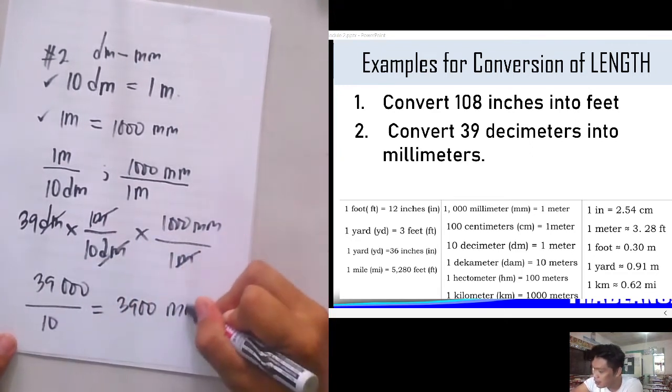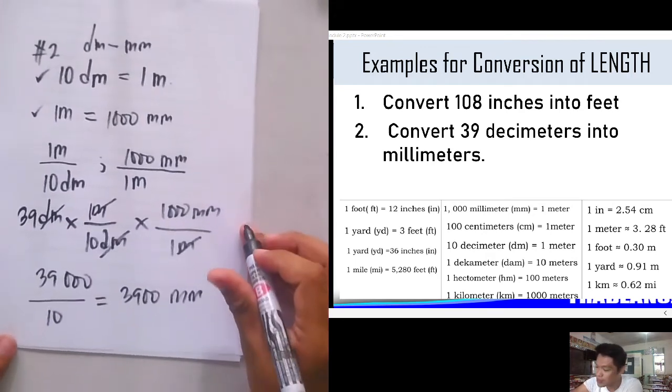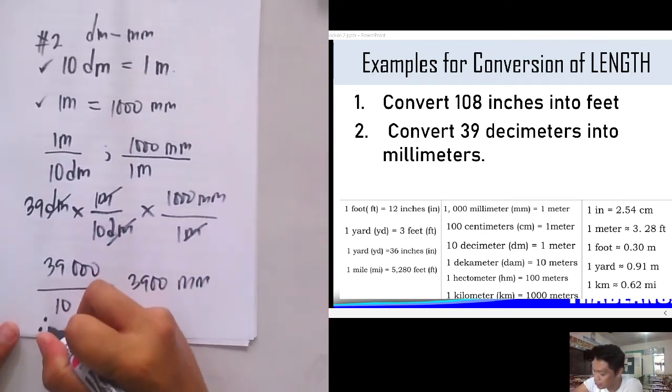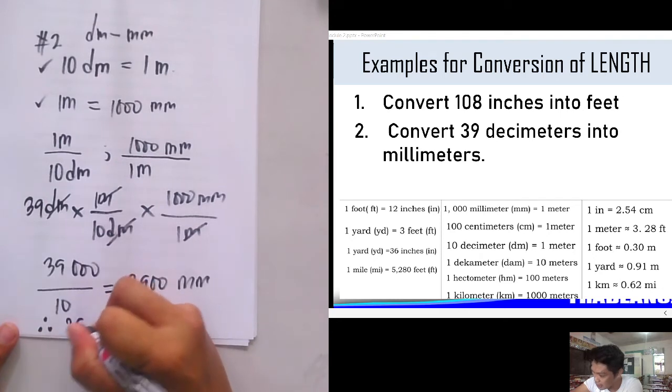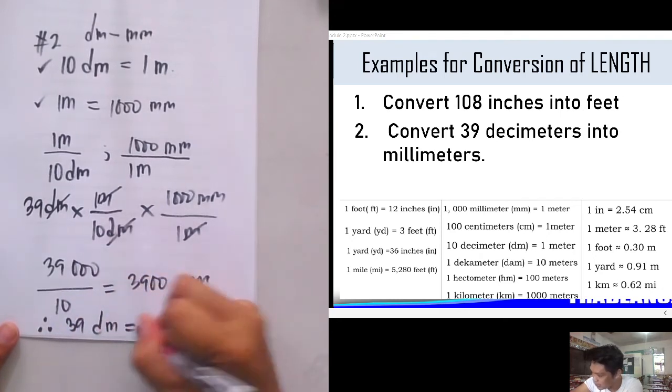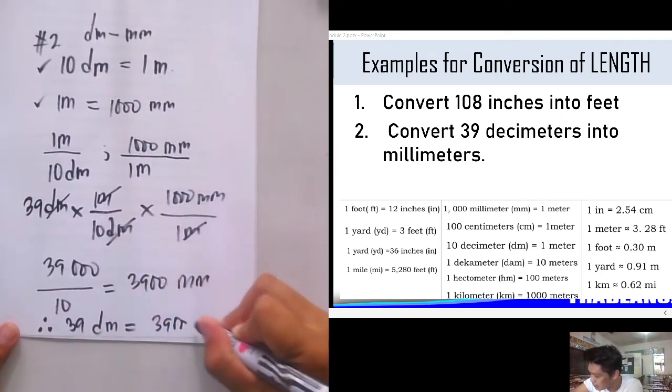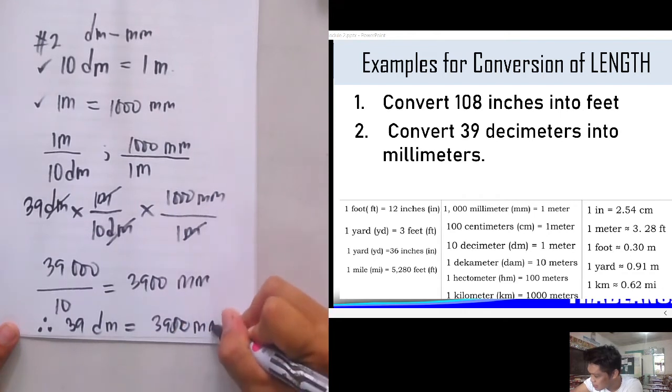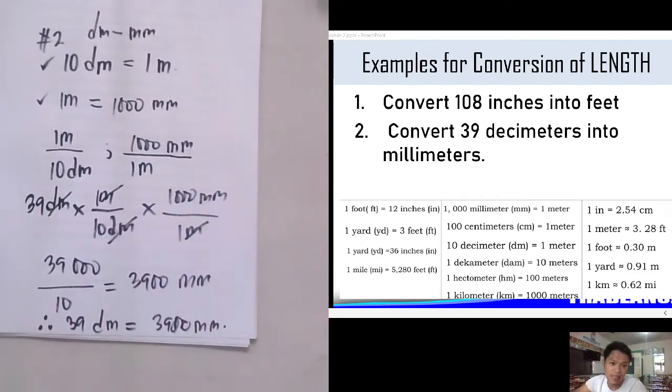Anong natitira? Millimeter. So, yan na po yung sagot natin. Therefore, gawa tayo ng conclusion. 39 dm is equivalent to 3,900 millimeters. Okay, that is now the answer for number 2. And that is how to convert length, units of length.